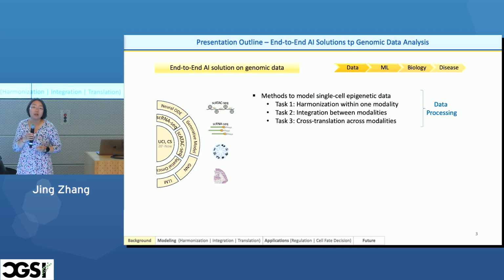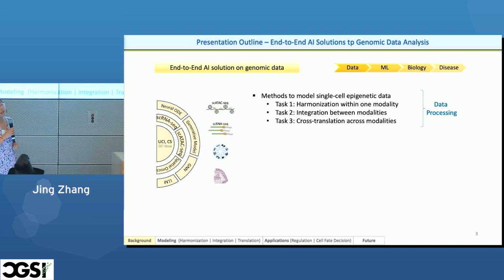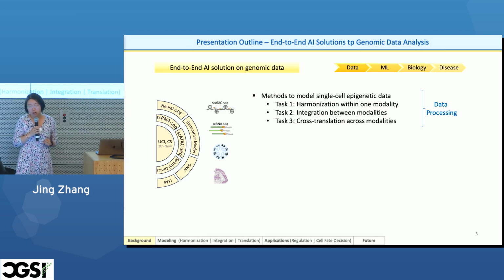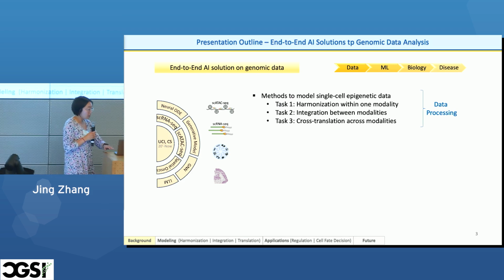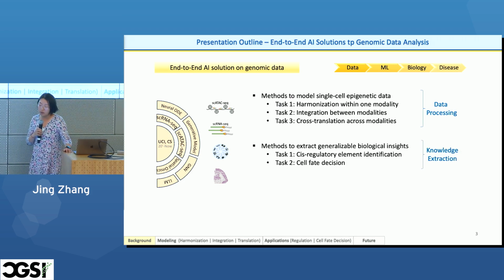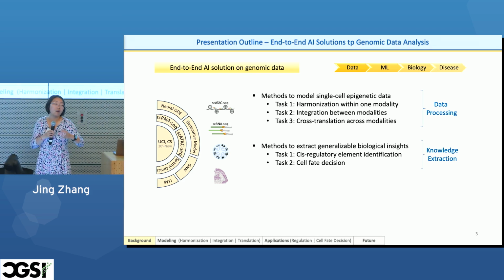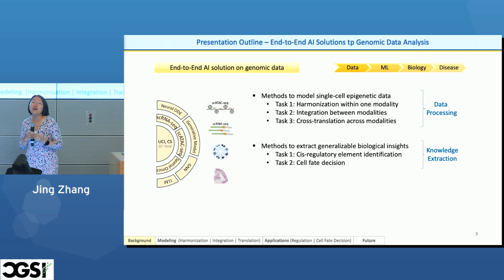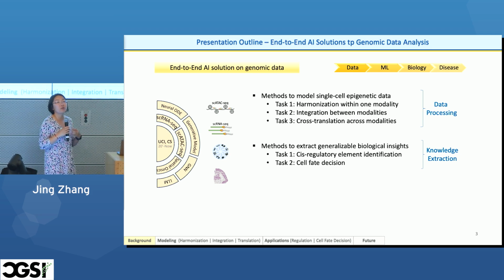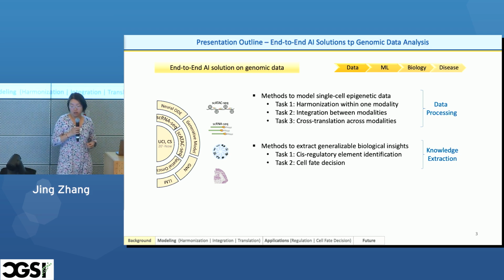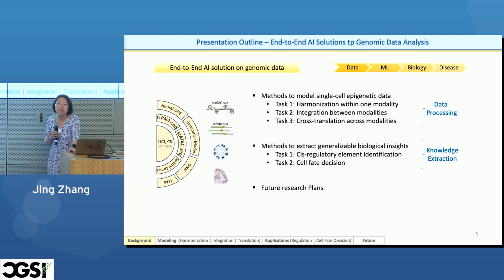In this talk, we are going to focus on providing an end-to-end AI solution on genomic data modeling. The first part of the talk is about data processing. Basically, how do we deal with this noisy data? The second part of the talk is going to focus on, after we clean up the data, how do we extract the knowledge that can help us interpret gene regulation and help us investigate disease for humans. And at the very end, we are going to briefly introduce some of our recent work.